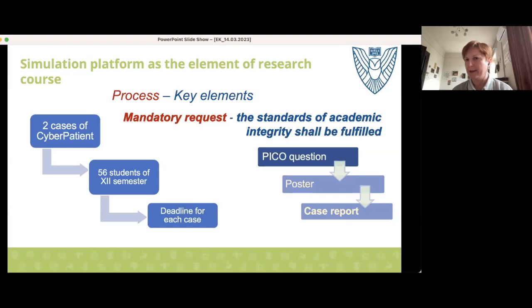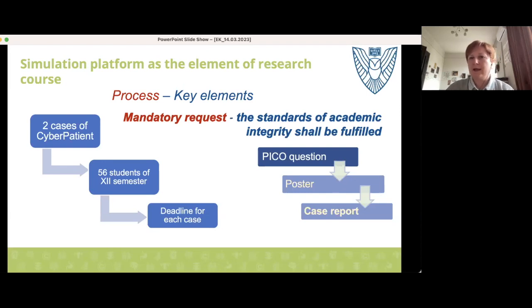Around 10 working days were given to students to perform the case report. But for the PICO questions, as well as the posters, shorter deadlines were given. For example, students were requested to formulate and send the PICO questions within 24 hours after the review of the case, and for the poster, 5 working days were given. So not very hectic, but not very relaxed either.